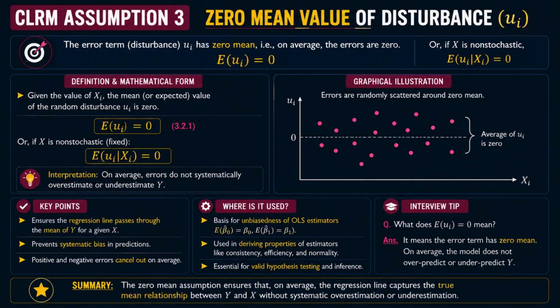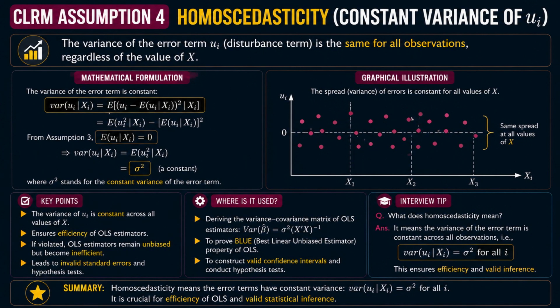This assumption ensures that the regression coefficients remain unbiased and that the regression line correctly captures the average relationship between x and y. Now let's move to the fourth assumption, which is homoscedasticity, or constant variance of the error term. This means that the spread of the error terms should remain the same for all observations, regardless of the value of the independent variable. Imagine plotting all the residuals. If they maintain roughly the same spread throughout, the assumption is satisfied.